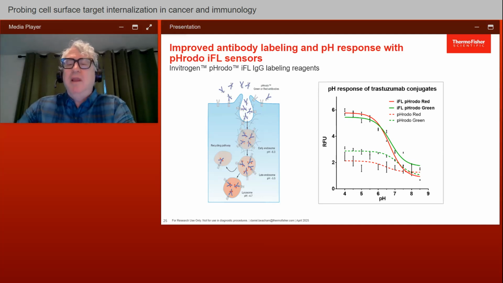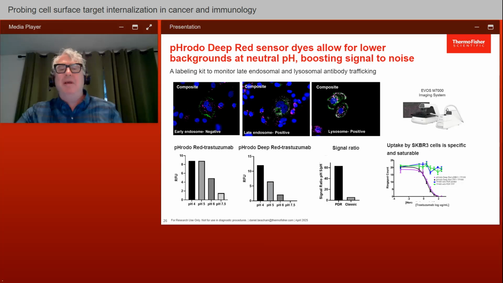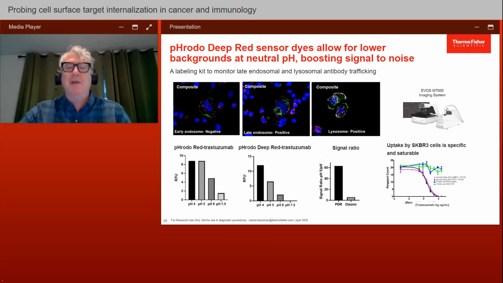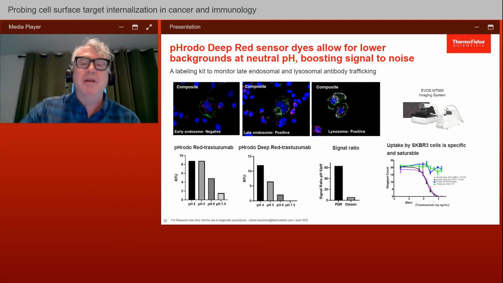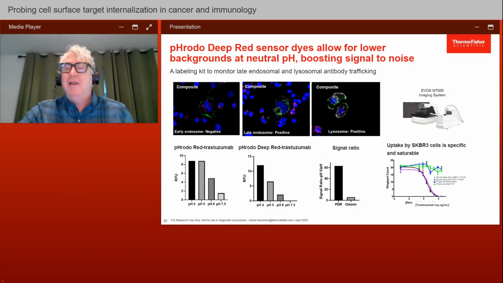The early generation one actually doesn't work as badly as we show here. It works quite well, but it did give poorer yields because of some poor solubility in the aqueous phase, so we like the IFL versions a lot better as antibody labeling tools. In the same spirit, the deep red version is also an antibody labeling kit. Here is another example showing how the dye is absent in early endosomes and present in late endosomes and lysosomes in live cells, of course.